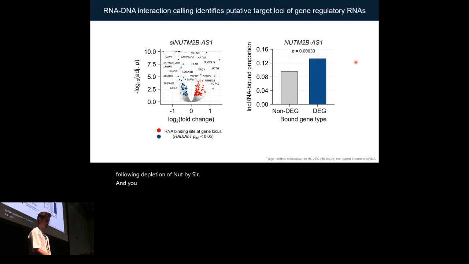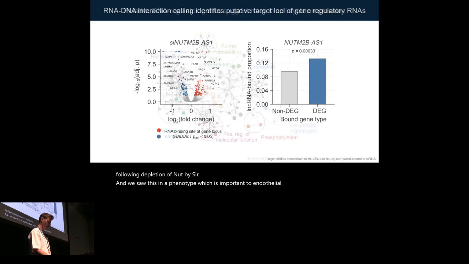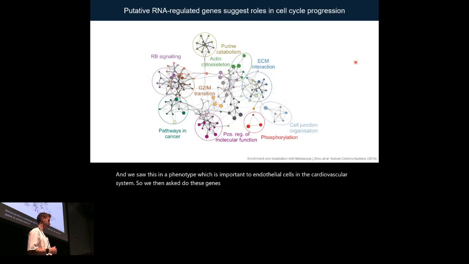And we saw this in a phenotype which is important to endothelial cells in the cardiovascular system. So we then asked, are these genes which are putatively regulated by NUT important for endothelial cell behavior? And so actually some of the pathways that pop up look very promising, things like extracellular matrix interaction, cell junction organization, and cell cycle. Obviously, all very important for endothelial function.